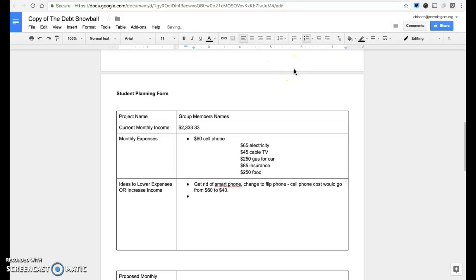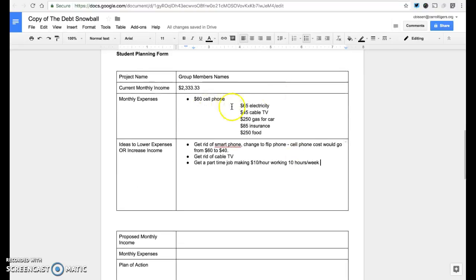I could get rid of cable TV. Or I could increase my income. I could get a part-time job making 10 bucks an hour, working 10 hours per week. And then I could figure out exactly what that amount would be that would add on to my monthly income. So once you have all of this done, I want you to have 5, 6, 7, 8 things under here of your ideas of how you can change this person's plan.